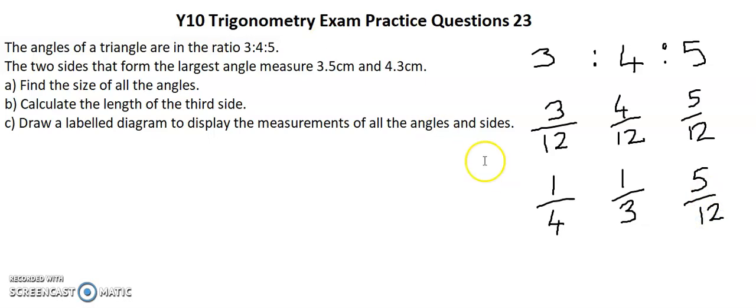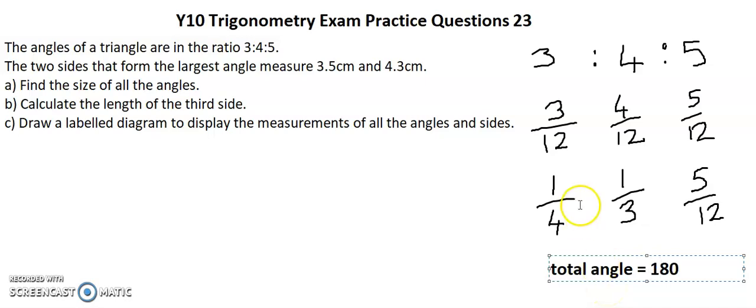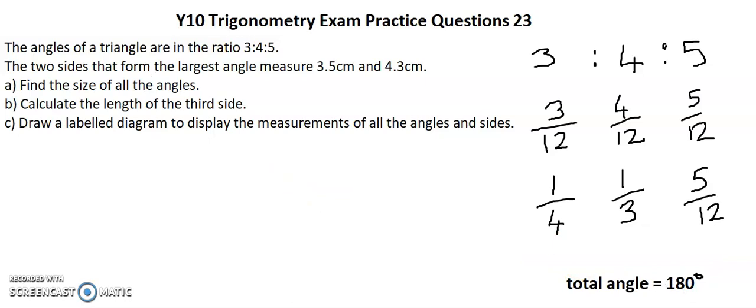The next thing I need to think about is total angle. It has to equal 180 degrees in a triangle. That means I need to look at what is 1/4 of 180. So 180 divided by 4 gives me 45 degrees. Likewise, 1/3 of 180 is 60 degrees.